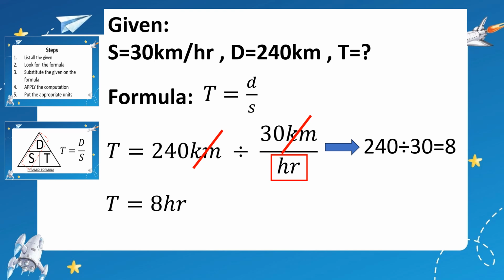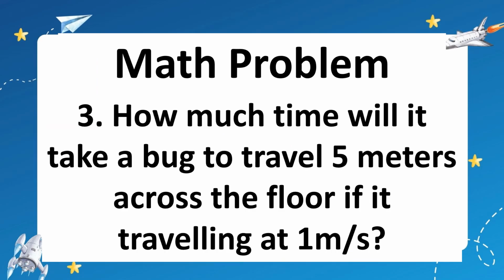So I hope you understand and follow my steps on how to compute the time. And this is my third and last problem. How much time will it take a bug to travel 5 meters across the floor if it is traveling at 1 meter per second? So a bug is an insect.